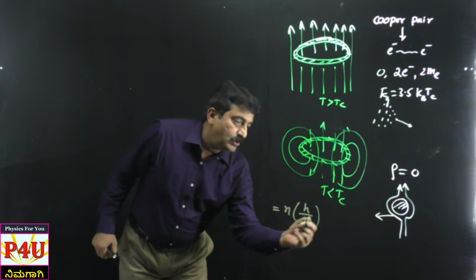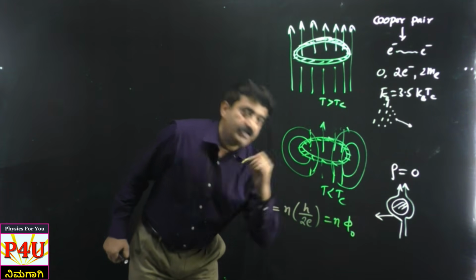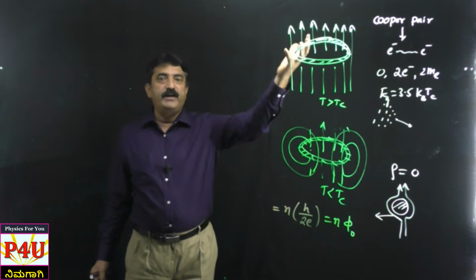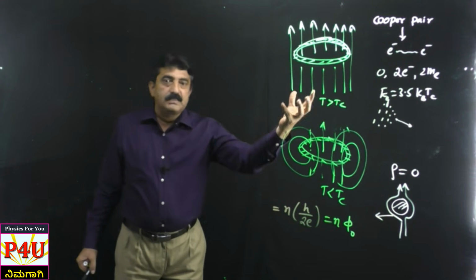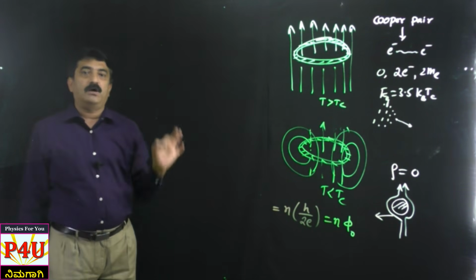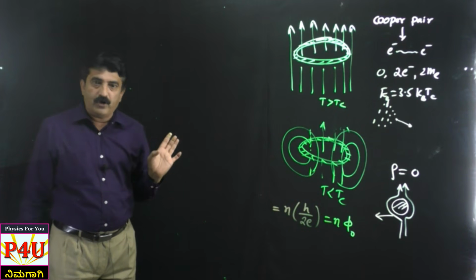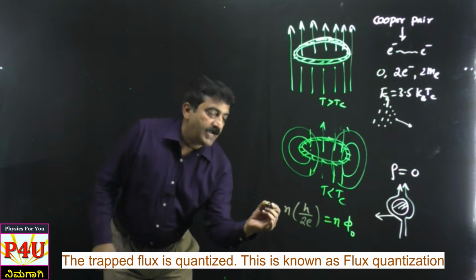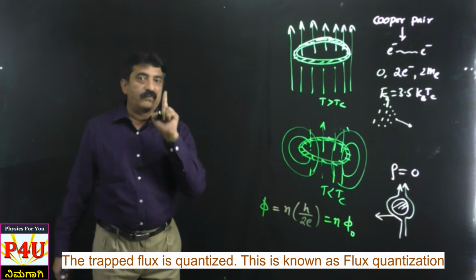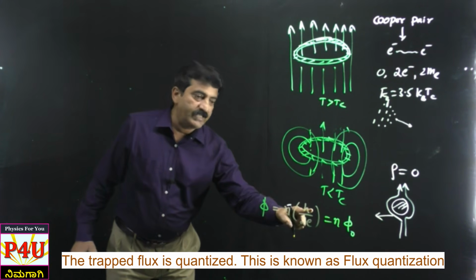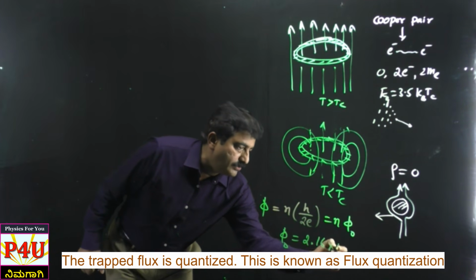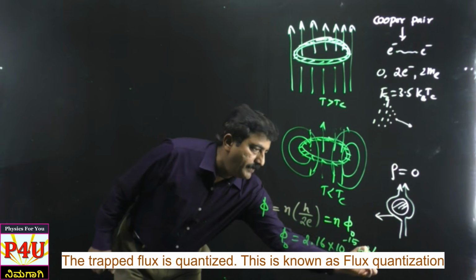And this entire h by 2e, we write it as phi naught, right? That means magnetic flux, the lines we call as flux, number of lines per unit area is called flux. Magnetic flux trapped in the superconducting ring is always quantized. That is why it is called flux quantization. I hope you got it. And total flux trapped is always equal to n into phi naught, where phi naught is called 1 fluxon. By substituting the h value and e value, we can show that fluxon is equal to 2.16 into 10 to the power of minus 15 Weber per meter square.